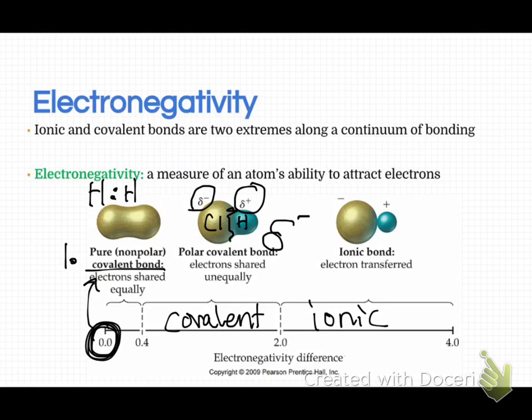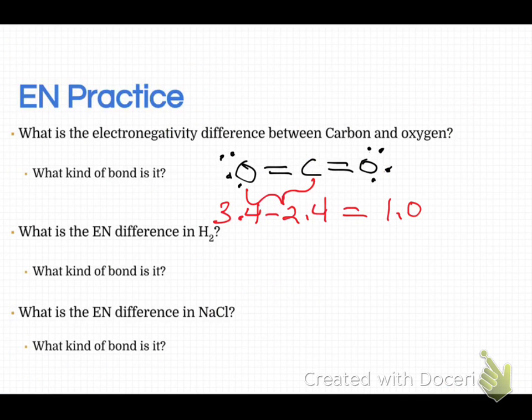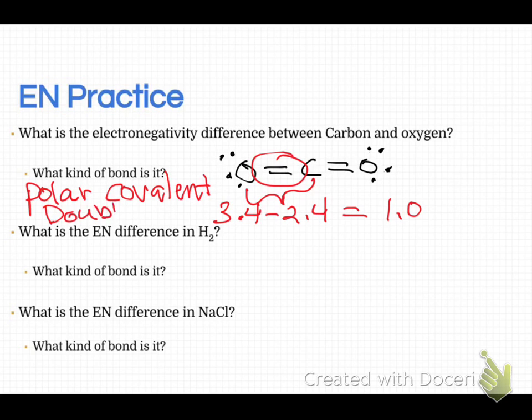Okay, and then I go back to our chart here, and we said, okay, a difference of 1 falls somewhere in there, the polar covalent area. So it's polar covalent. And if we wanted to be completely accurate, we would also say it's a polar covalent double bond. Because covalent bonds can be single, double, or triple bonds. So we should probably specify.